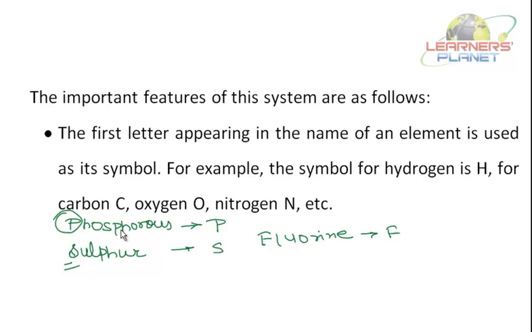Likewise, for phosphorus, what is the first letter appearing over here? It's P. So the symbol is P. Sulfur, what is the first letter appearing over here? It's S. So the symbol is S. Fluorine, what is the first letter appearing over here? It's F. So these are the simple representations of elements. So you know the name of the element and you can represent it by its first letter. But it doesn't happen always.